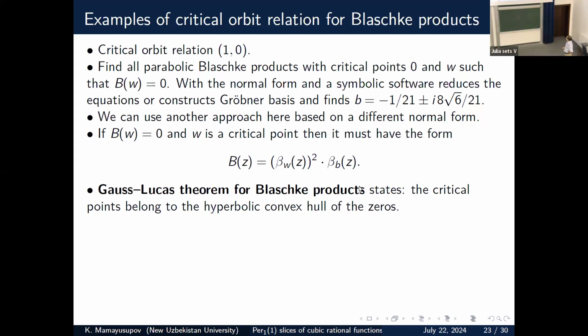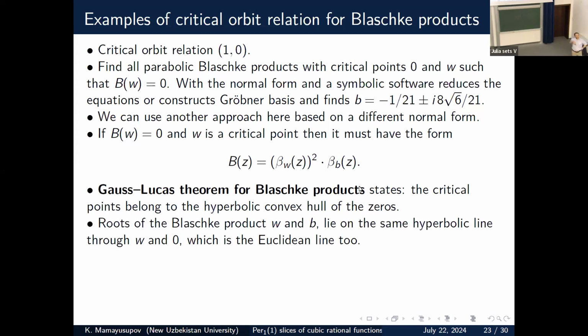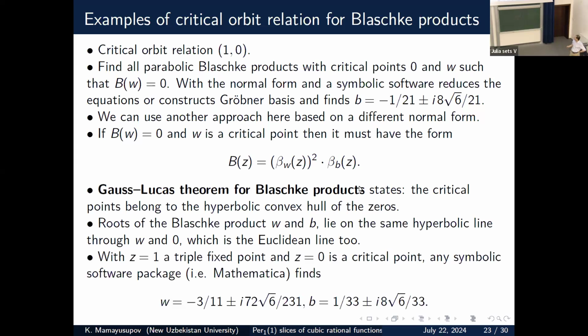And you can also do another approach here. You can use another representation. And now you can use the Gauss-Lucas theorem for Blaschke products, but just for this case. Gauss-Lucas says critical points belong to the hyperbolic convex hull of the zeros. Since your 0 is at 0, the hyperbolic line in your case is also a Euclidean line. So using this fact, you can find these parameters explicitly. Of course, by hand, this is really hard.